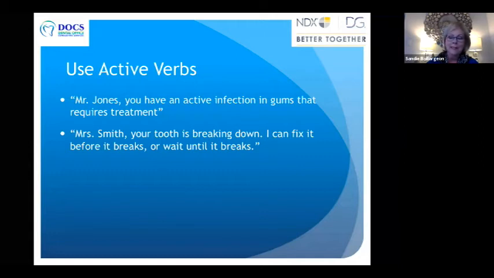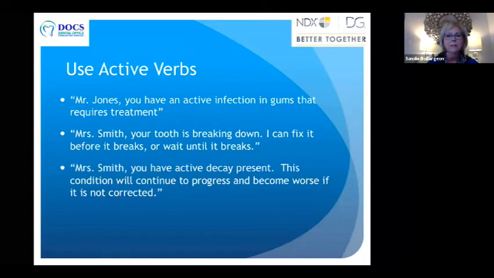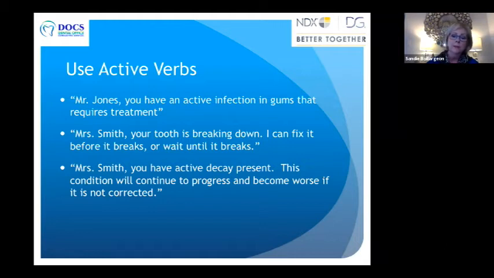And that, as I say, I attribute that, and I wish I could remember the doctor's name, but I'm sure you've heard that phrase before. And I thought it was just perfect and simple and brilliant. Mrs. Smith, you have active decay present. This condition will continue to progress and become worse if it's not corrected. So telling them that they have an active process going on. So teeth don't repair themselves. There needs to be some intervention.